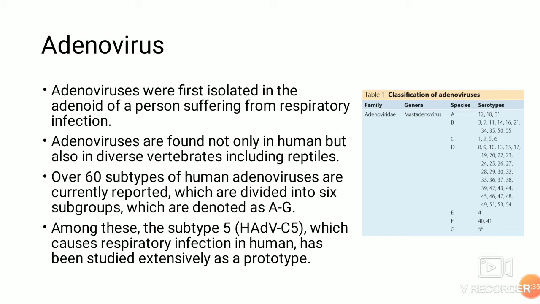Currently, 60 subtypes of human adenovirus are reported, from species A to G, of which subtype 5 is extensively studied, which causes respiratory infection in humans. So that is what I'll be concentrating the whole lecture on.